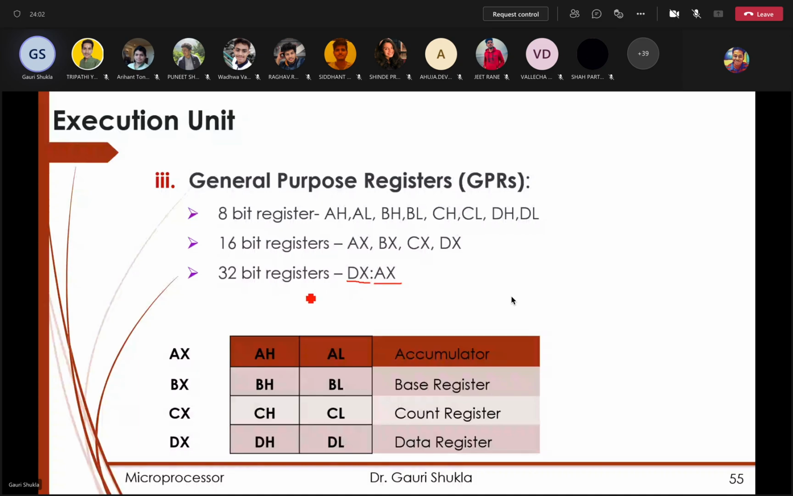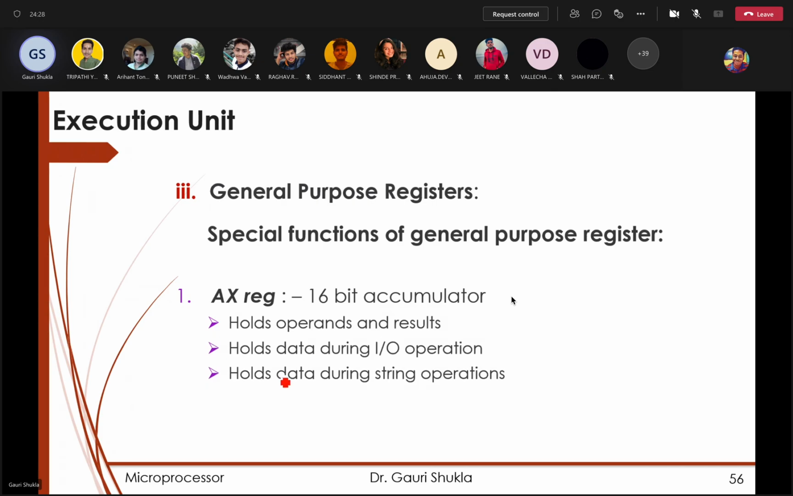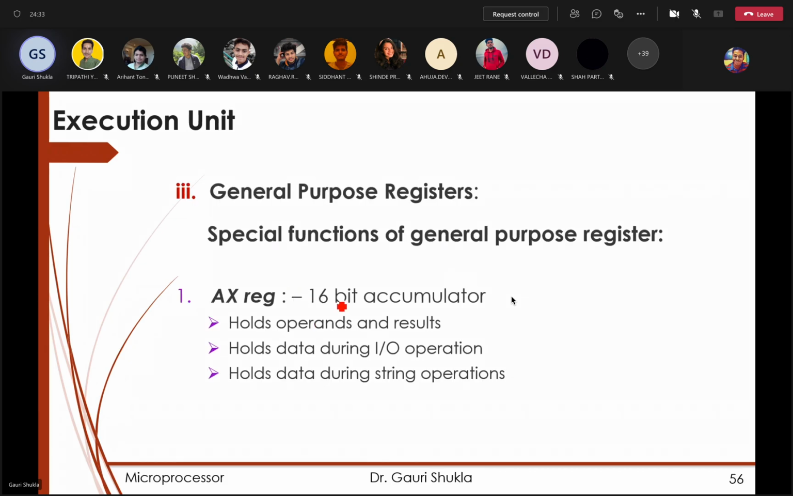So these general purpose registers also have certain special functions. Though I can use them as general purpose registers, there is a specific work associated with each of them. So the AX register forms a 16-bit accumulator. It holds the operands and results. It holds the data during IO operation, also during string operation, right? But if I have to use an 8-bit accumulator, which register should I use?